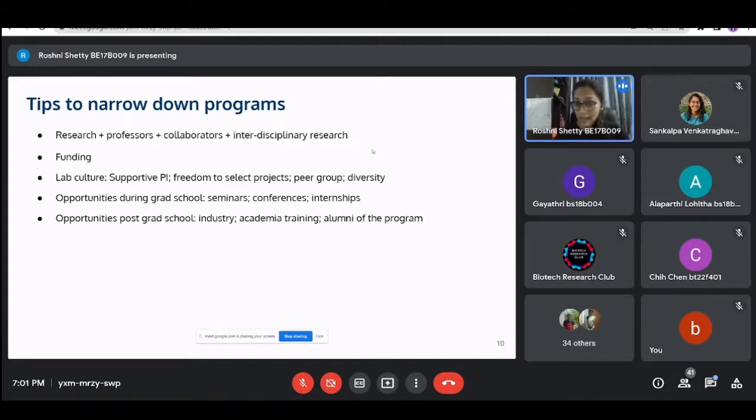Also, opportunities after grad school. Say if you want to transition to industry or academia, are they giving you training for that? Or also look at the alumni of the program or alumni from the lab, and look where they are presently and how that program has helped them. You can even get in touch with them.